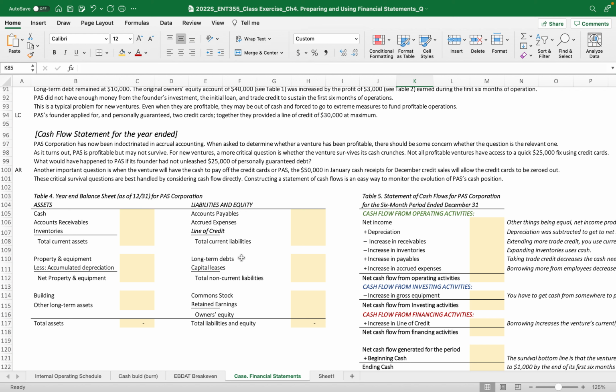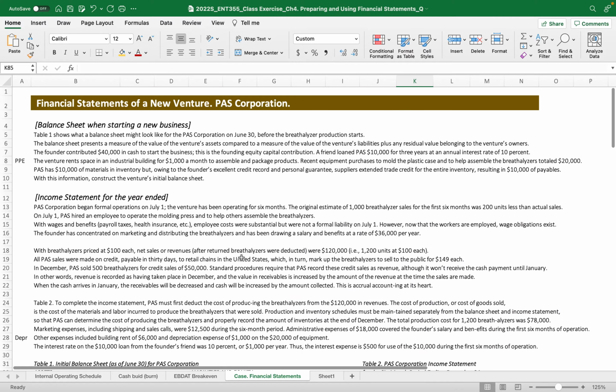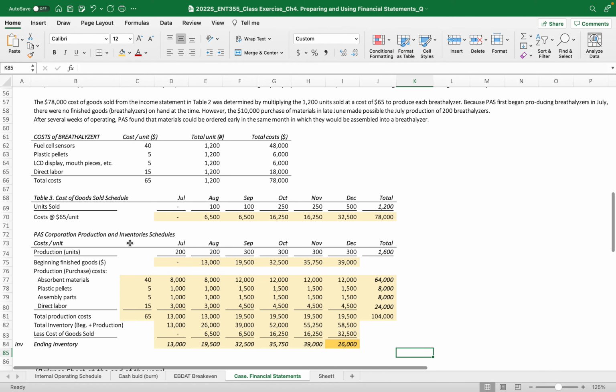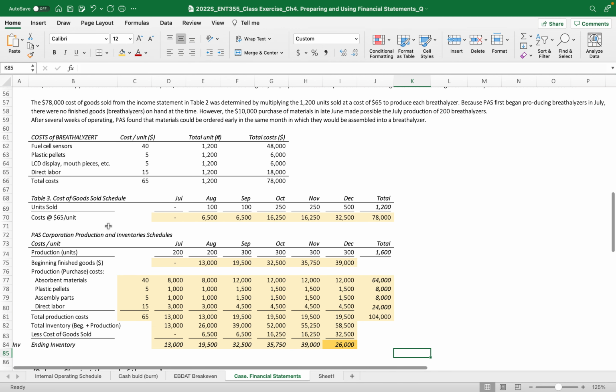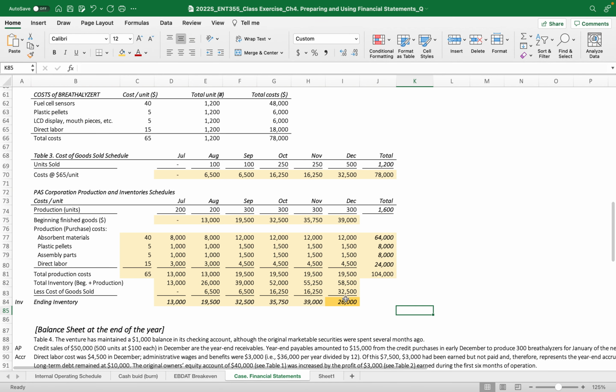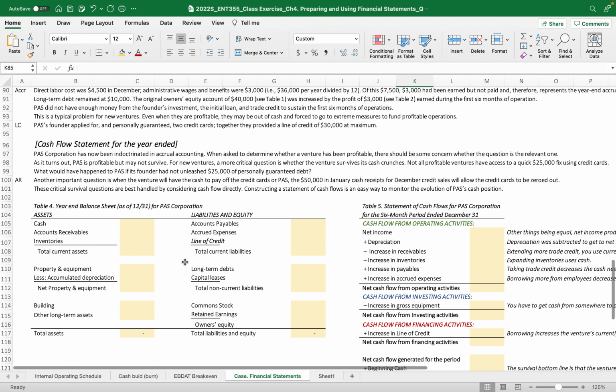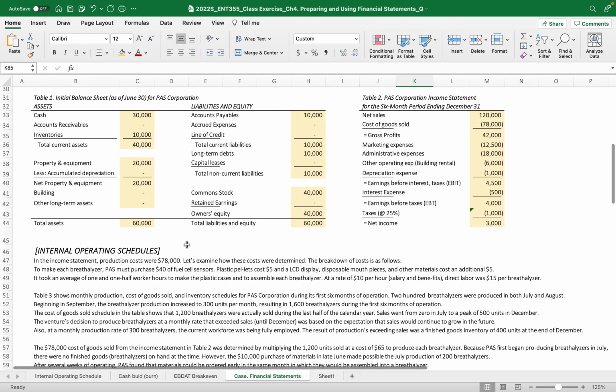Welcome back, students. In the previous video clip, we practiced how to create internal operating schedules along with cost of goods sold, and then the ending inventory. Finally, we got the ending inventory at the end of December. And then that ending inventory will be linking to the inventories on the balance sheet as of December 31st.